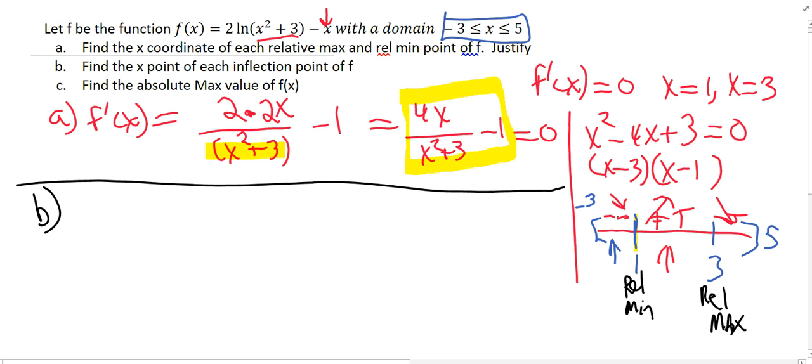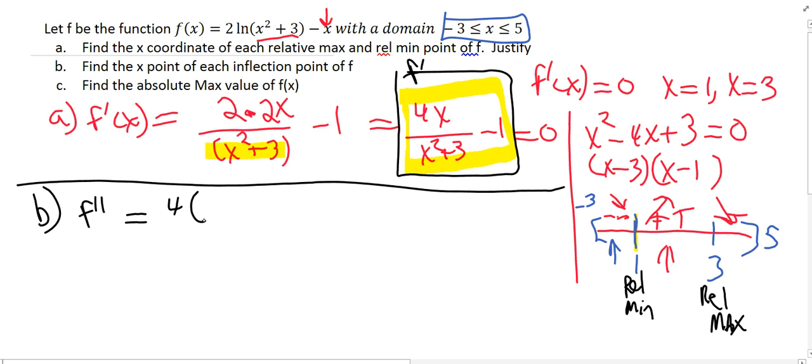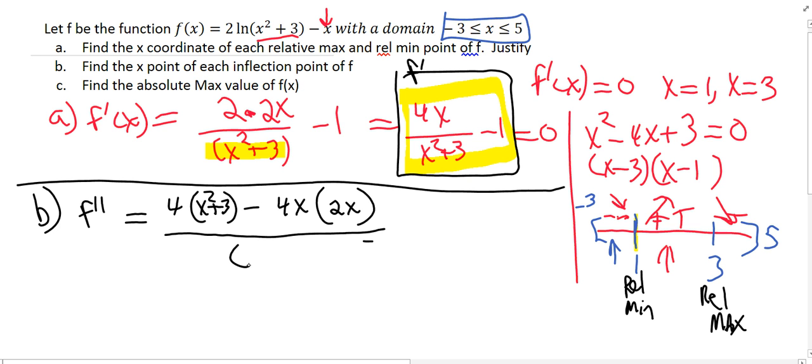Part B says find the point of each inflection. So we know we have to take the second derivative, and of course this is our first derivative right here that we've boxed in yellow. So the second derivative would equal, looks like a quotient rule, f prime times g minus f g prime, which is what? 2x. And then of course the minus 1 over here goes to 0. And then we have to square the bottom.